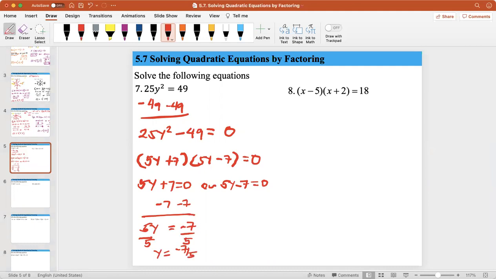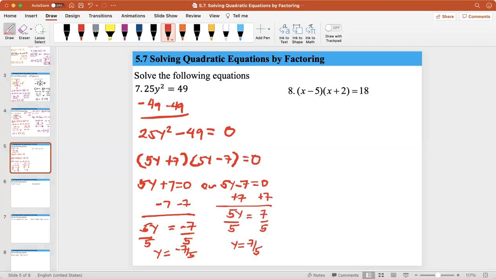And now for 5y minus 7, we add both sides by 7 to get rid of negative 7. So that means we have 5y equals 7. Divide both sides by 5. Y is 7 over 5.